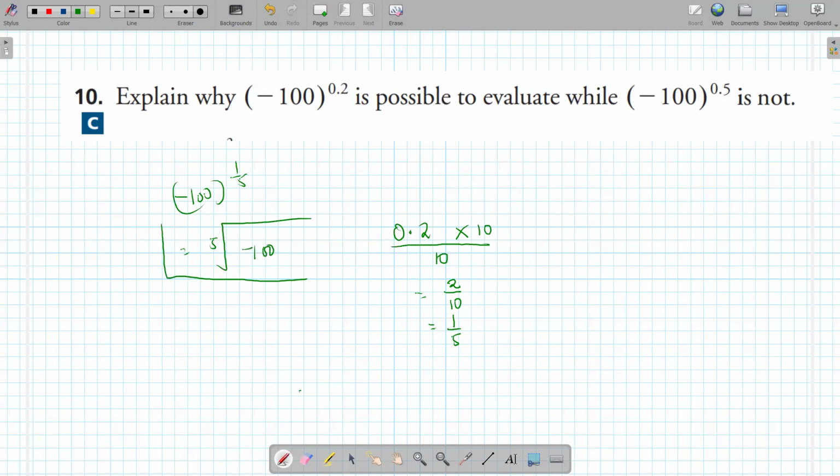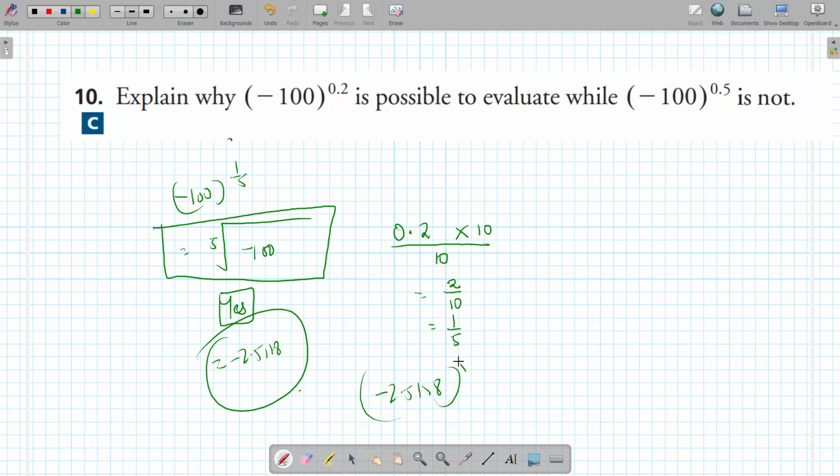Can we take an odd root of a negative number? Yes, we can. Odd root is good, okay? Let me just plug this in. Negative 100 to the power of 0.2. The answer is about negative 2.5118, which means if you take negative 2.5118 to the power of 5, you will get negative 100. So that's why that is possible. You can take an odd root of a negative number. You can take the fifth root of negative 100.